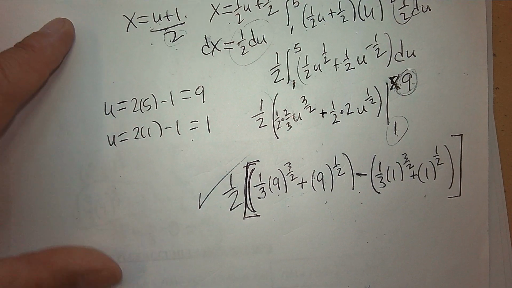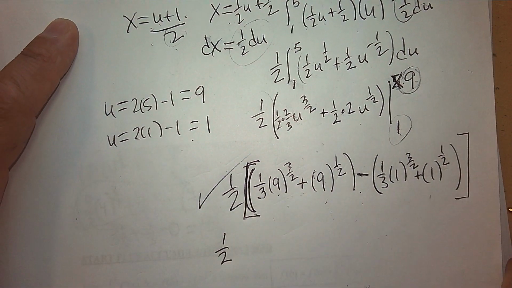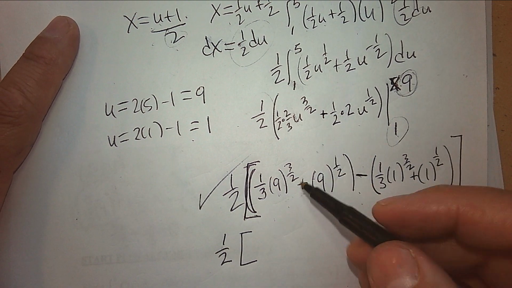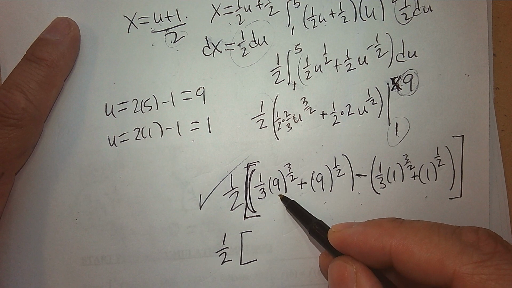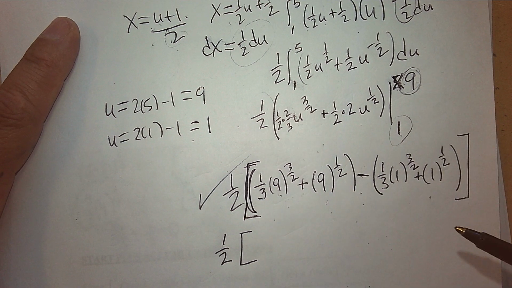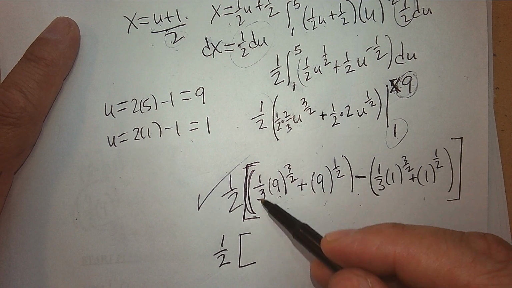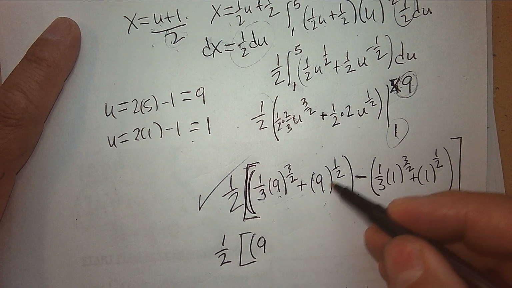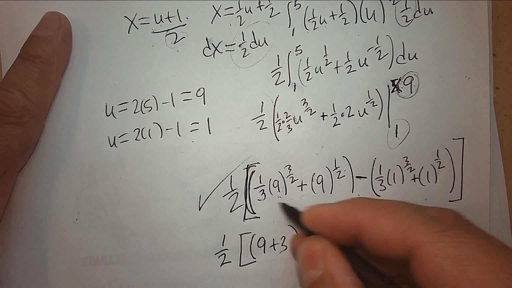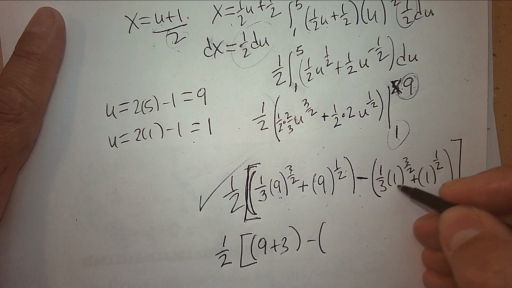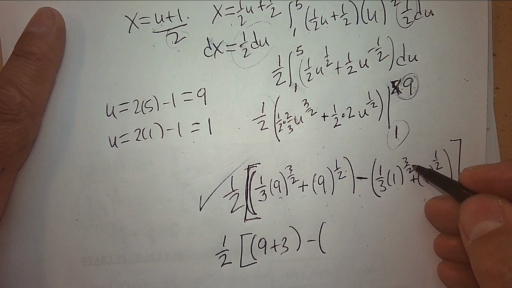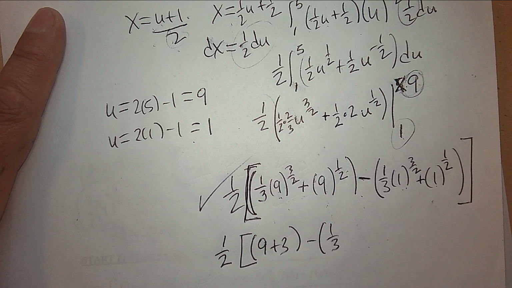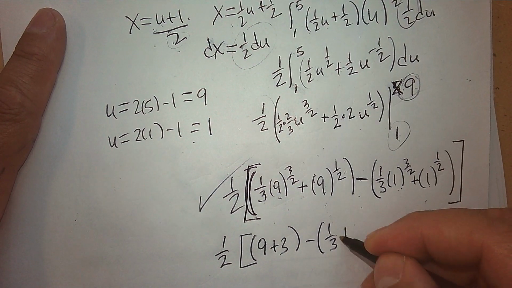Well, let's do it together. The 1/2 in front stays. Inside the first parentheses, the square root of 9 is 3, and 3 cubed is 27. 27 divided by 3 is 9. The square root of 9 is 3. So I simplified with the 9's, minus, now let's do it with 1. 1 to any exponent is 1. So that's 1/3. 1, and that's the square root of 1, but 1 to any exponent is 1.